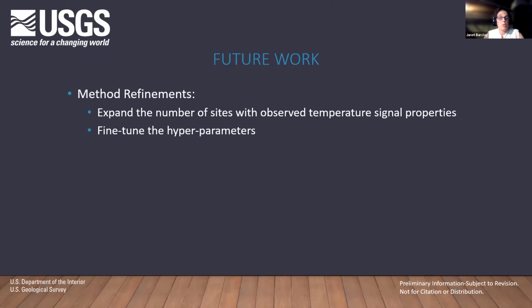And also many water temperature sensors are not deployed year round. They're left out from spring through late fall because the interest is predominantly in high temperatures during the late summer. And so we're going to be looking at some different methods where we can estimate these annual properties using less than annual temperature series. And then we'll also be looking into fine-tuning those hyperparameters.